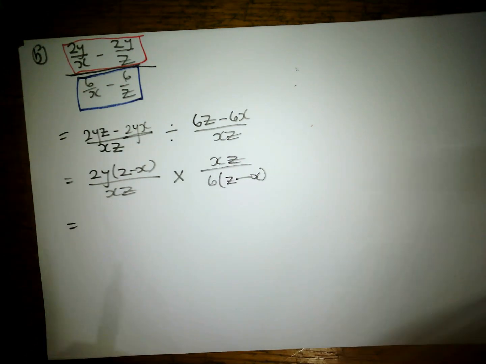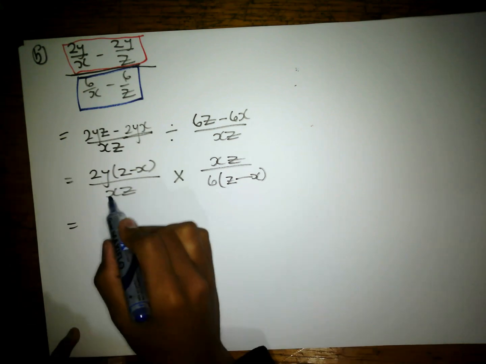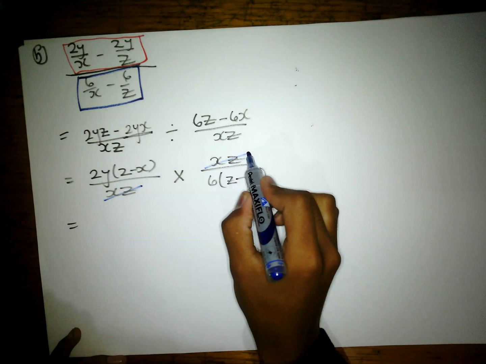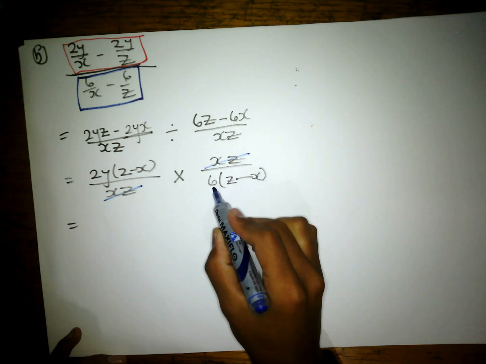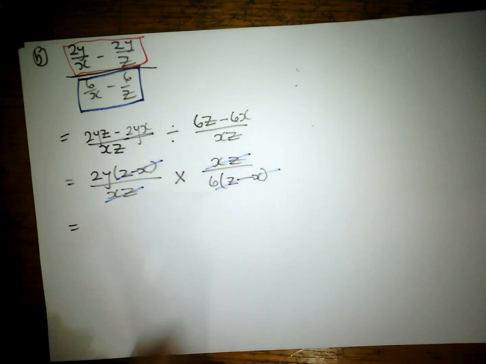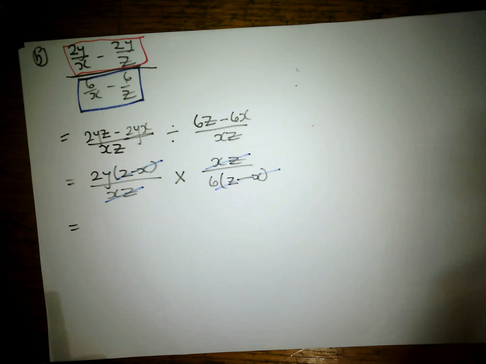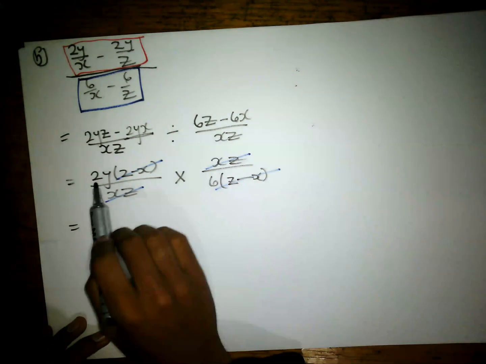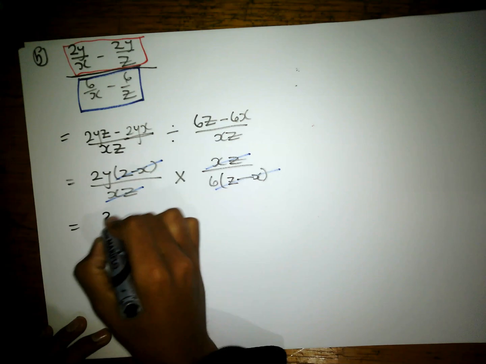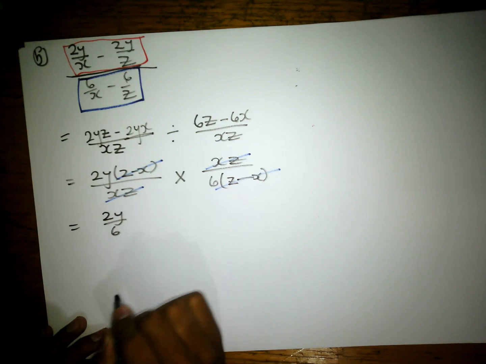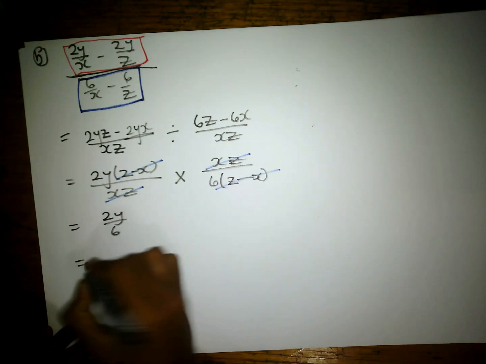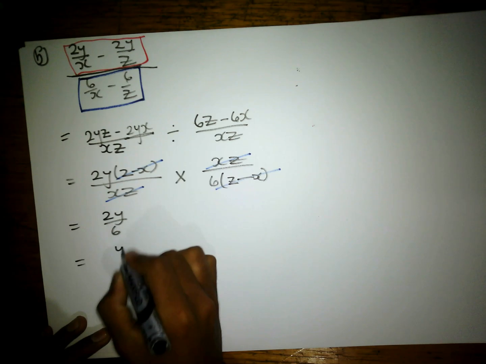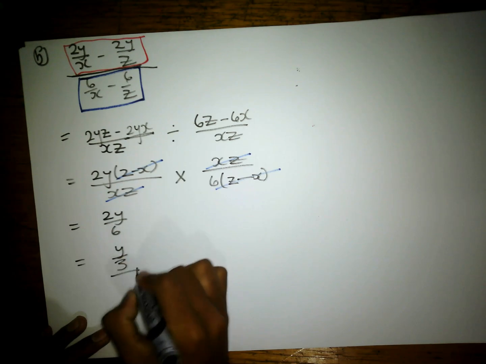So the first thing you must be able to see is that we can now cancel this xz with that xz, and this z minus x with that z minus x. Then we are left with a 2y over 6. 2y over 6, and then this can simplify into y over 3.